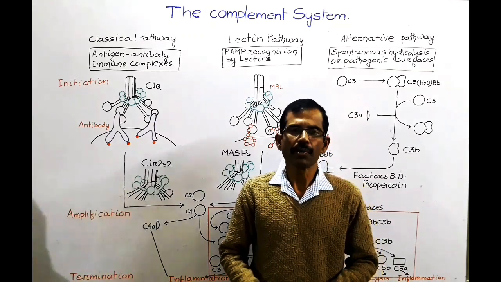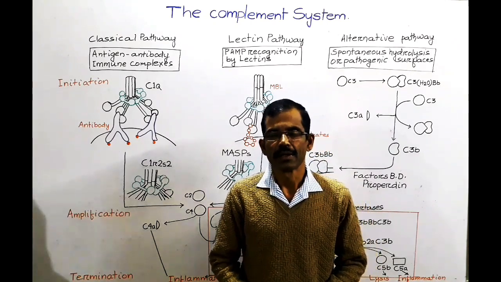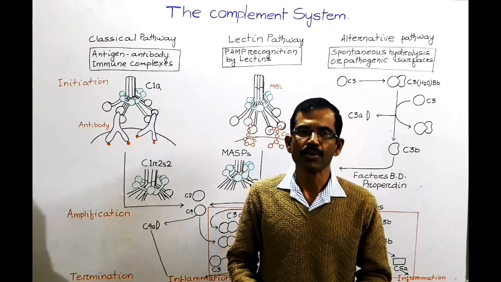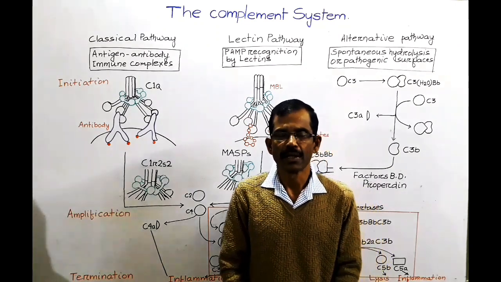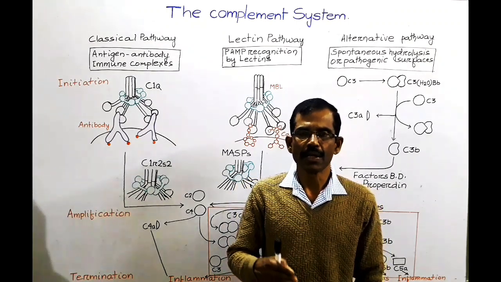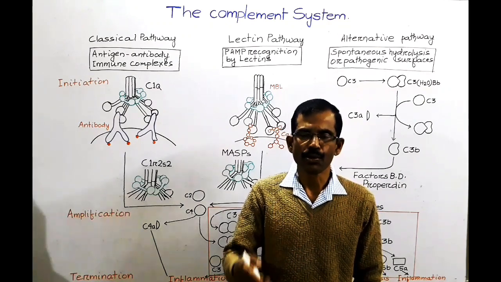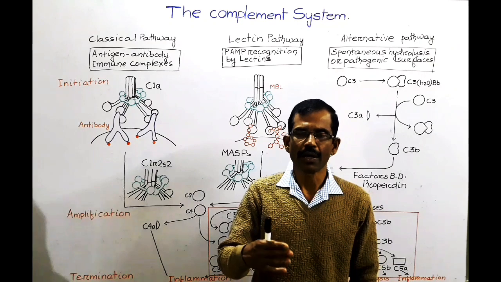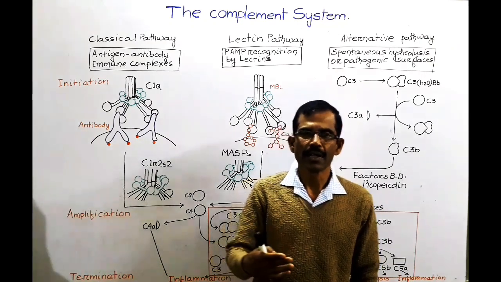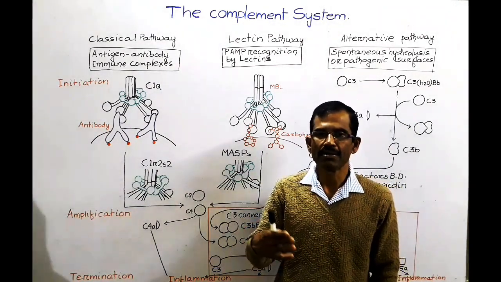Friends, the term complement refers to a set of serum proteins that cooperate with both the adaptive and the innate immune system to eliminate blood and tissue pathogens. The complement system is a complex group of more than 30 glycoproteins that interact with one another in catalytic cascades. Today, we shall discuss the classical pathway of complement activation.